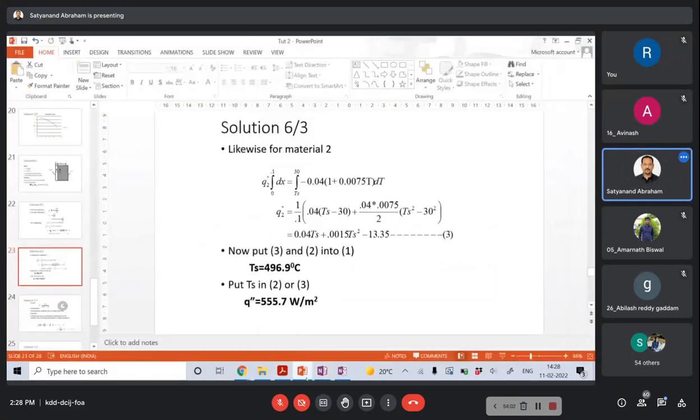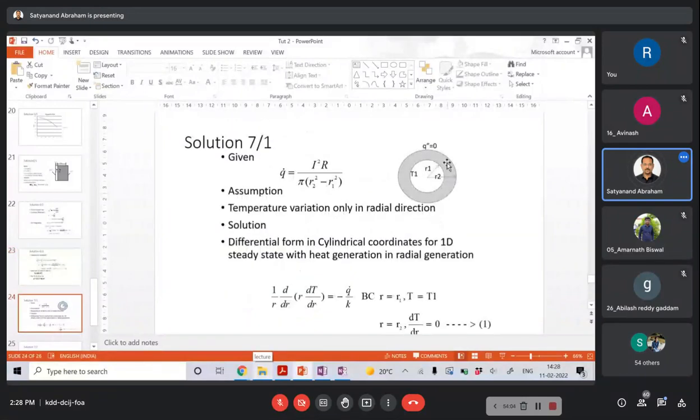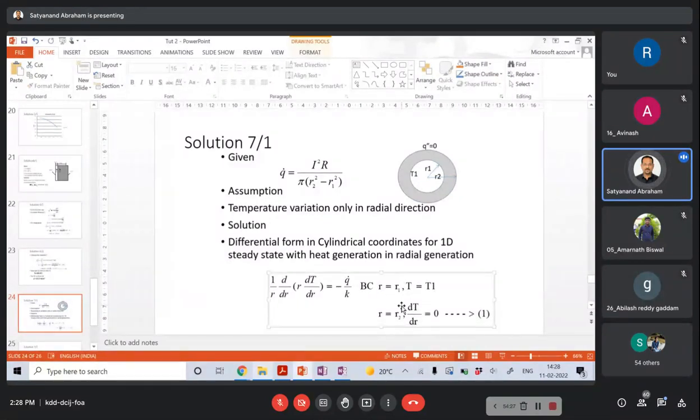Okay, so here this is the condition. It has inner radius R1, outer radius R2. The boundary condition is such that at the outside dT/dr is 0, and the inside boundary condition is, at r equal to R1, T is equal to Ti. At r equal to R2, dT/dr is equal to 0. Okay, so these are the boundary conditions. And what is the basic equation? Basic equation is 1/r d/dr (r dT/dr) is equal to minus q/k.